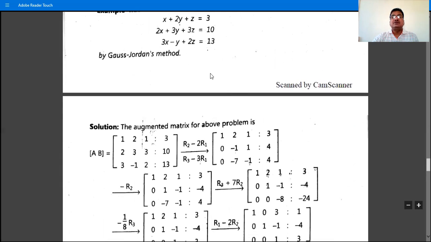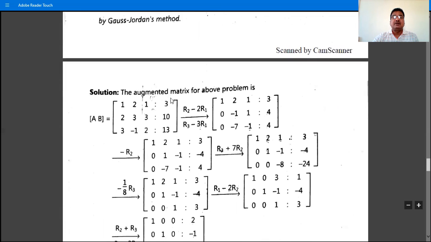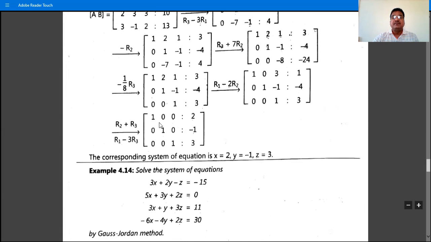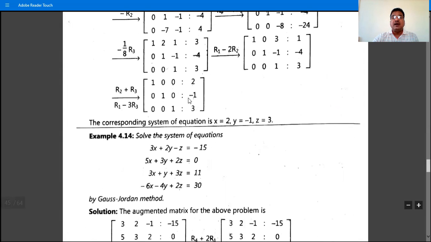So the next problem is also of the same type. Solve the equations by using the Gauss-Jordan elimination method. So consider the augmented matrix, reduce the augmented matrix to reduced row echelon form, and then we have x is equal to 2, y is equal to minus 1, z is equal to 3.